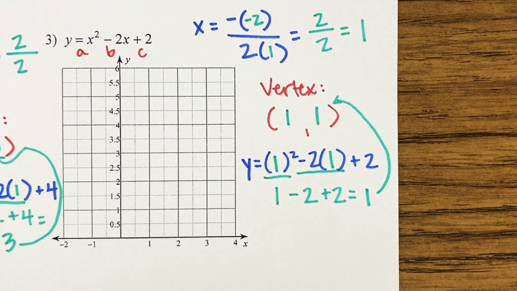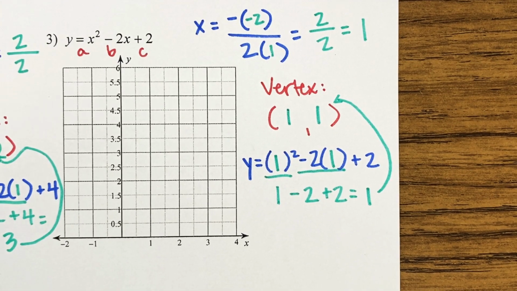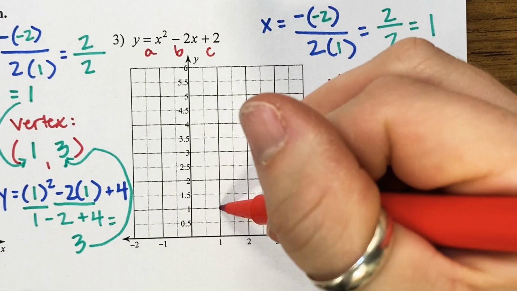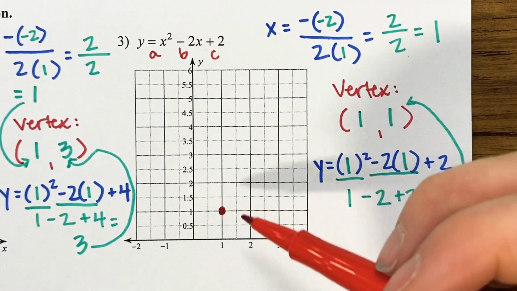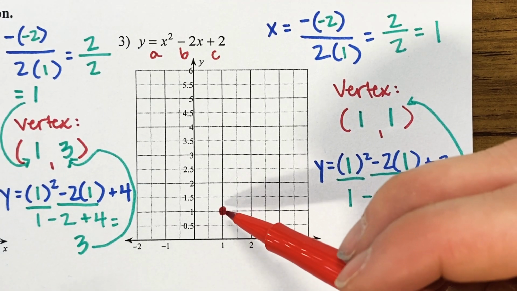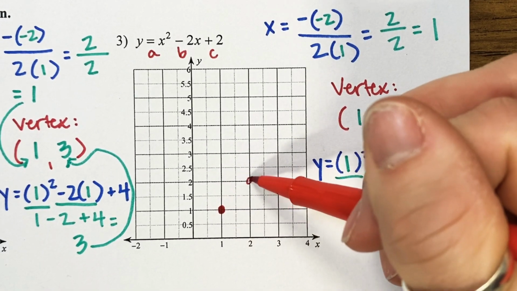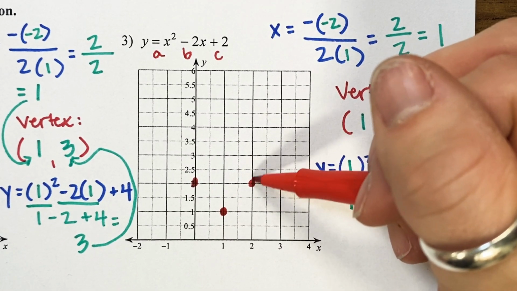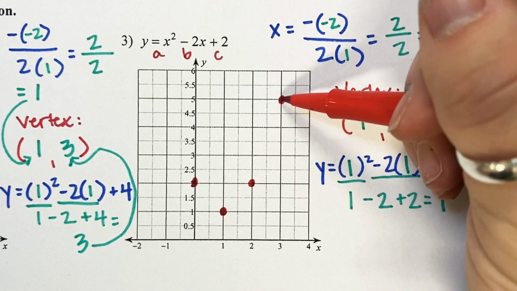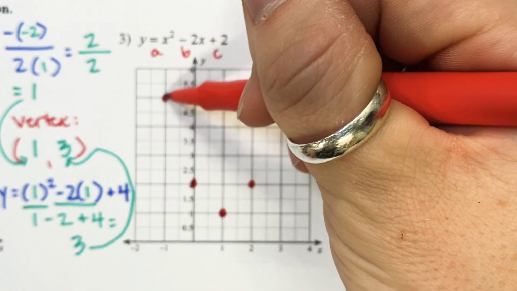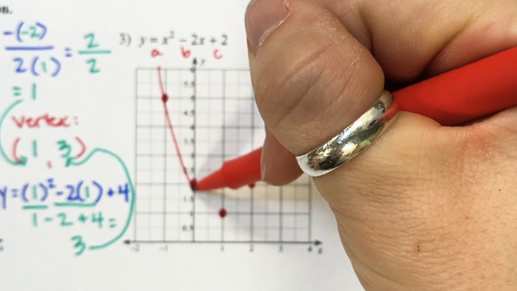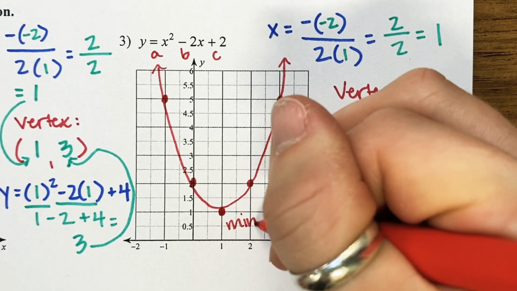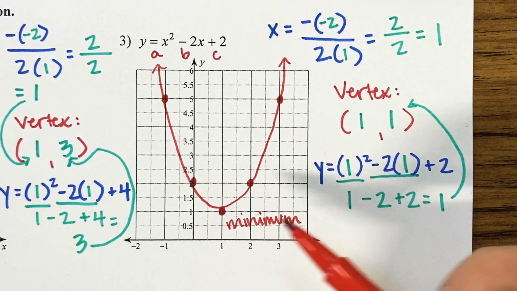So now we can use that to graph it. So let's put our vertex on our graph. So 1 on our x-axis and go up to 1 on our y-axis. Okay, so now remember our trick. Up 1, over 1 on both sides. And then from that point, up 3, 1, 2, 3, and over 1. And connect those points with a U shape. And we know this vertex is a minimum because it's at the very bottom.